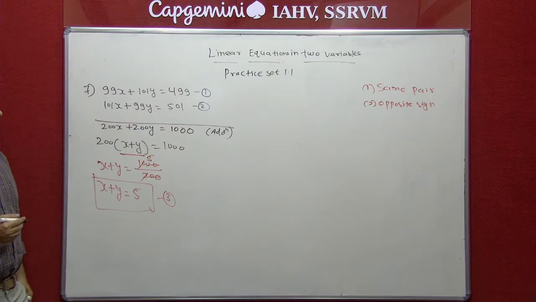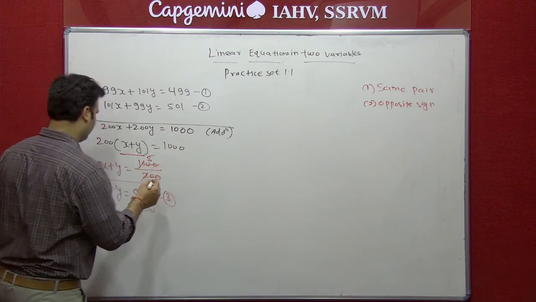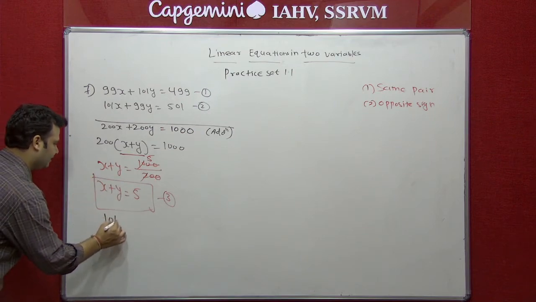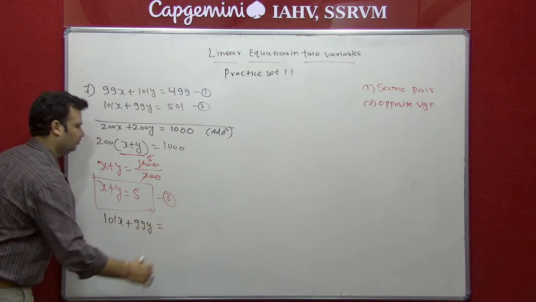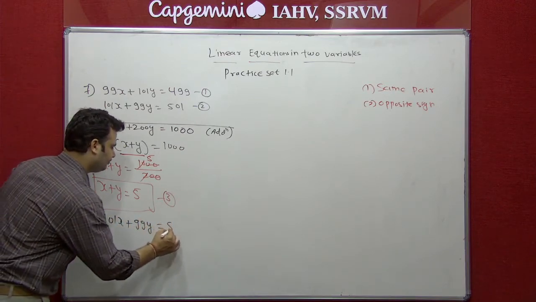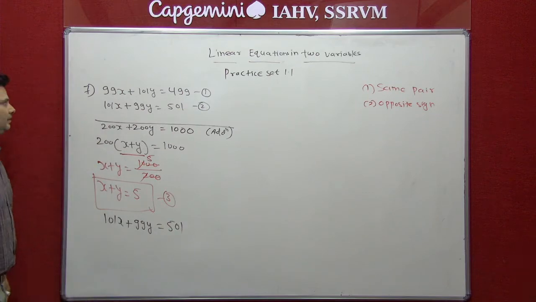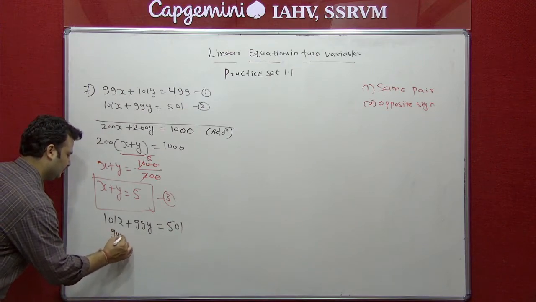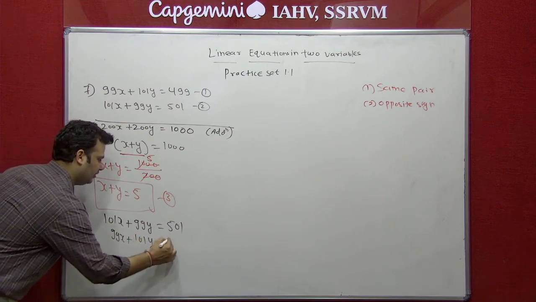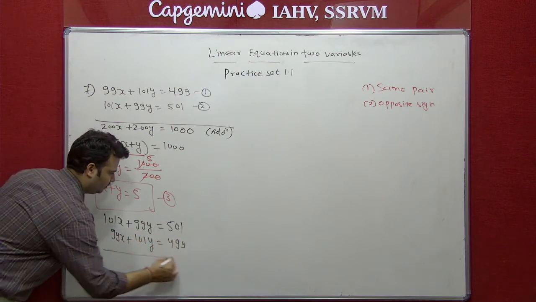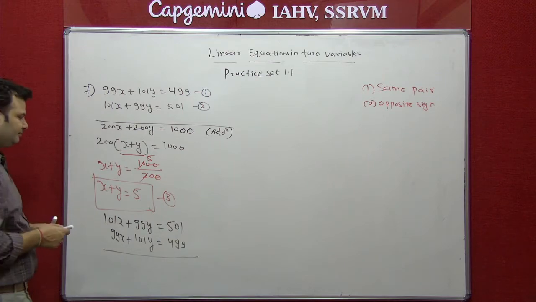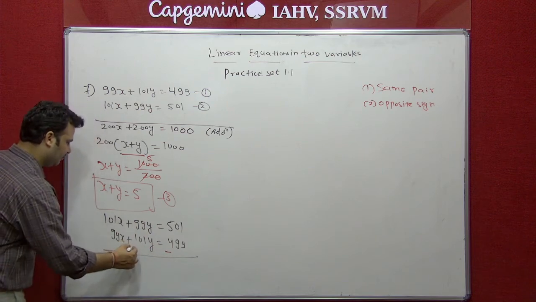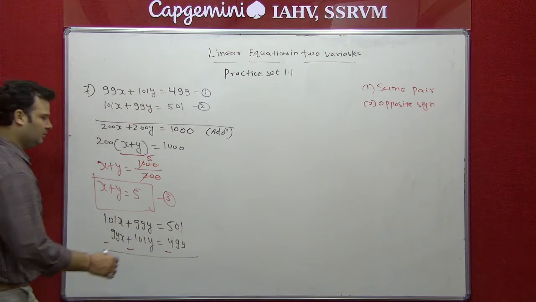First method we add, second we have to subtract. So we can subtract equation number 2 minus equation number 1. Let's check what we will get. So 101x plus 99y equal to 501, and second 99x plus 101y equal to 499. So we subtract this. Whenever you subtract, you have to change the sign. So plus becomes minus, plus becomes minus, plus becomes minus.